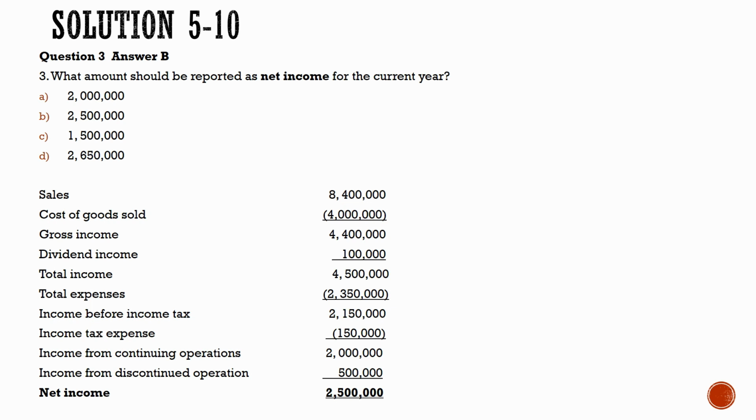Since merong income tax expense, ibabawas natin ito dito. So, 2,150,000 minus 150,000, mayroon na tayong income from continuing operations na 2 million. To finally get the net income, i-add lang natin dito yung income from discontinued operation which is amounting to 500,000. We will get the net income na 2,500,000. Which is letter B po sa ating choices.